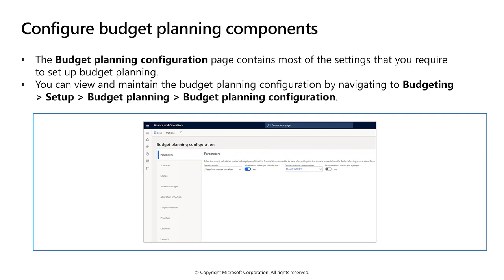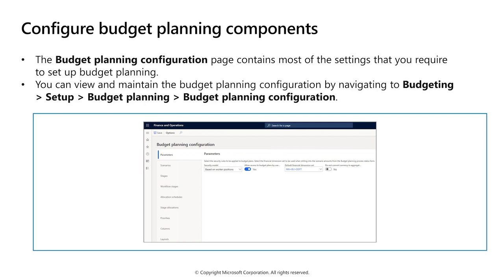Stages define the steps that a budget plan follows from inception to final approval. Examples of budgeting plan stages include HQ, roll up, CFO review, and final.